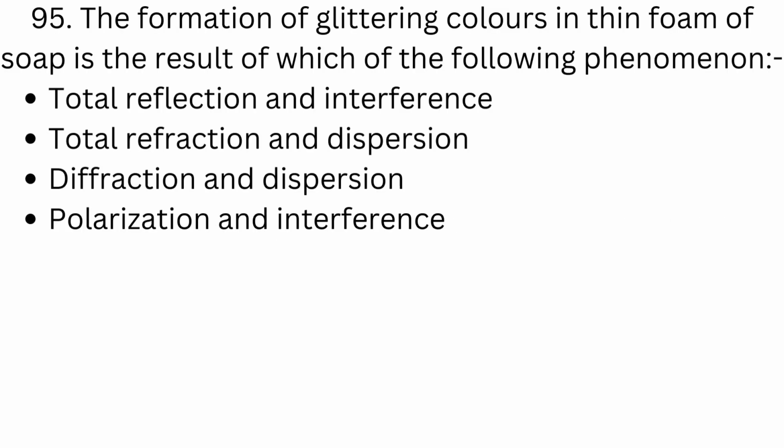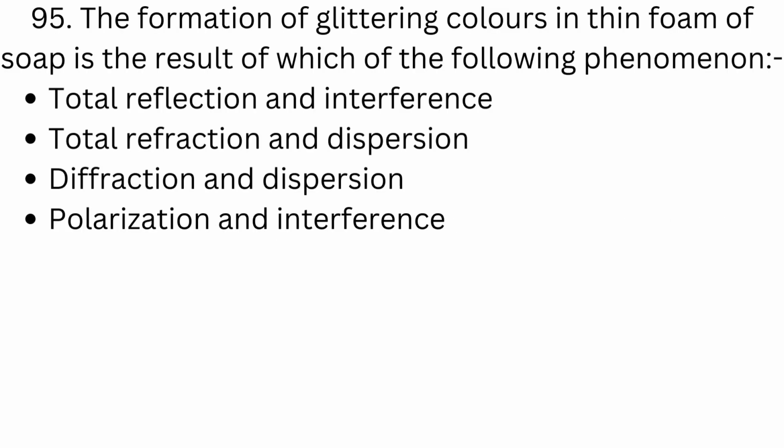Means when a ray of light travels from a denser medium, the medium which has more density than the medium in which the light is traveling, the speed of the ray of light will increase and it will bend away from the normal.